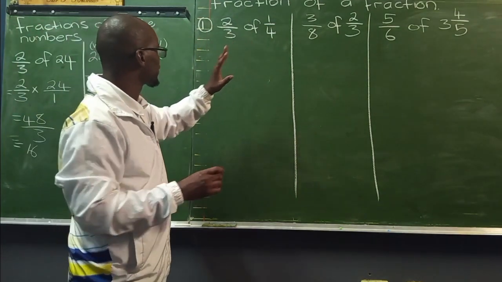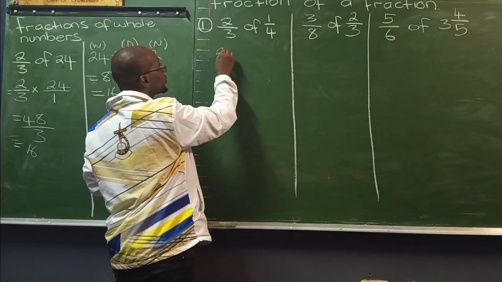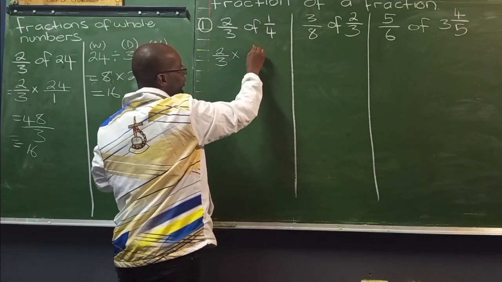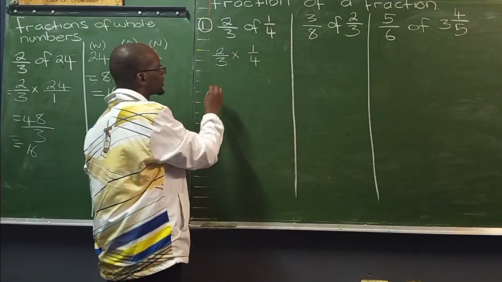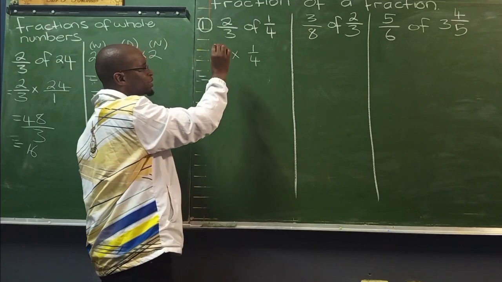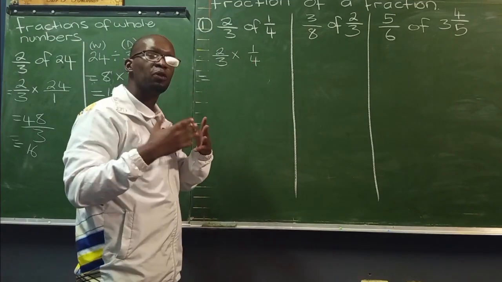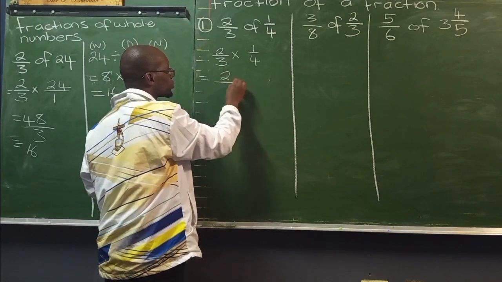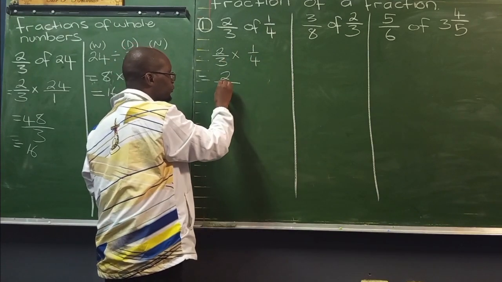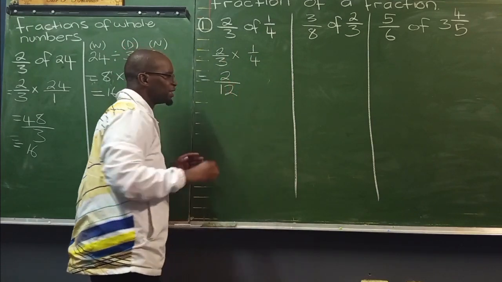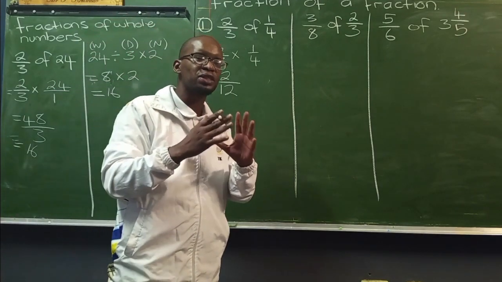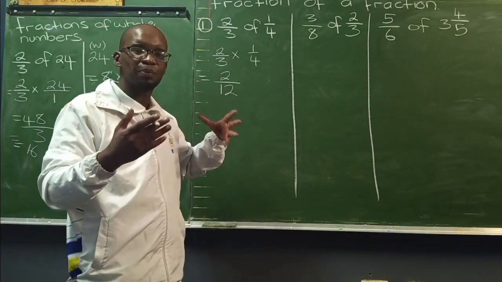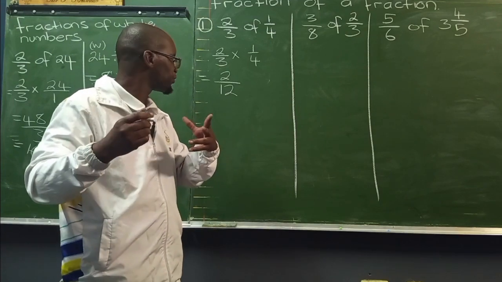Now, fraction over fraction. So here we have 2/3 of 1/4, which is 2/3 multiplied by 1/4. Multiply the numerator with the numerator, the denominator with the denominator. So now we have 2 multiplied by 1, which is 2, and 3 multiplied by 4, which is 12. Now, usually we are asked to simplify our answers. As we can see, this answer here is not simplified, and it can still be simplified further.